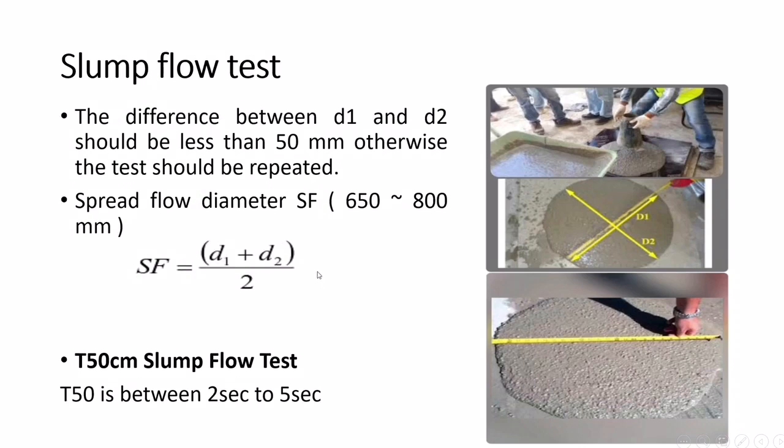Another test on SCC is the T50 centimeter slump flow test. T50 is between 2 seconds to 5 seconds. That's the acceptable range.